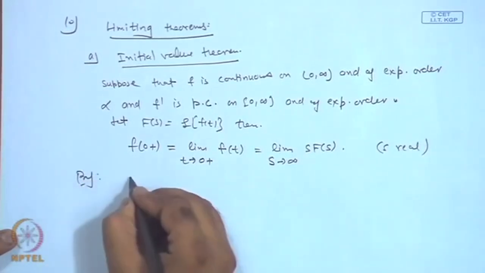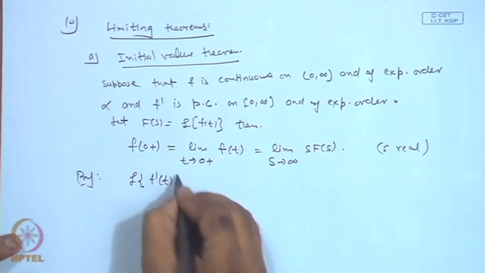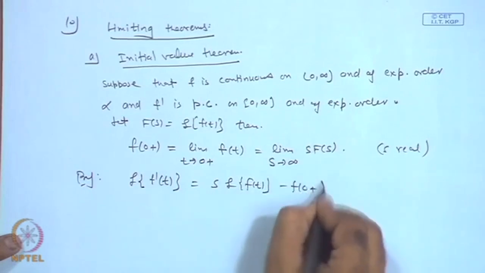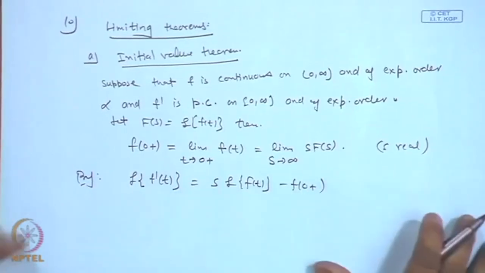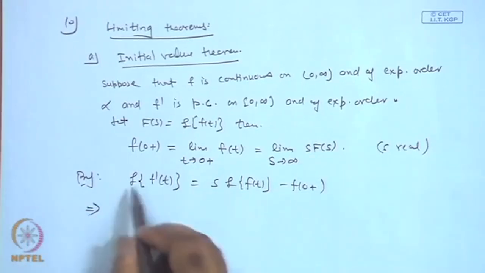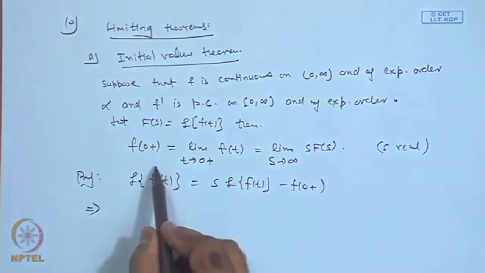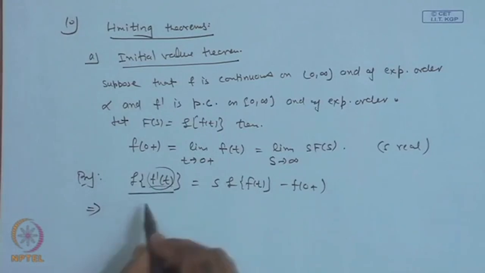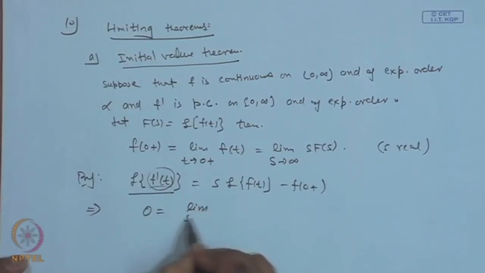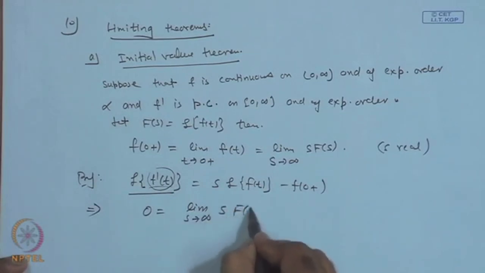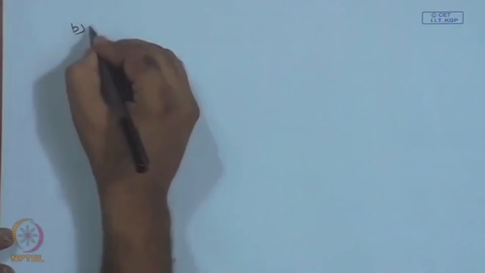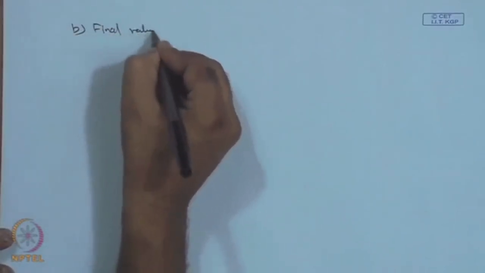So, the proof we can go through very quickly. The Laplace transform of f prime(t) is s F(s) minus f(0+); this is by the derivative theorem. Now, if we let s approach infinity, and we have assumed that f prime is piecewise continuous and of exponential order, this will go to 0. So, we have the limit as s approaches infinity of s F(s) minus f(0+) equal to 0, and this is the required result. At the very end we have the final value theorem.